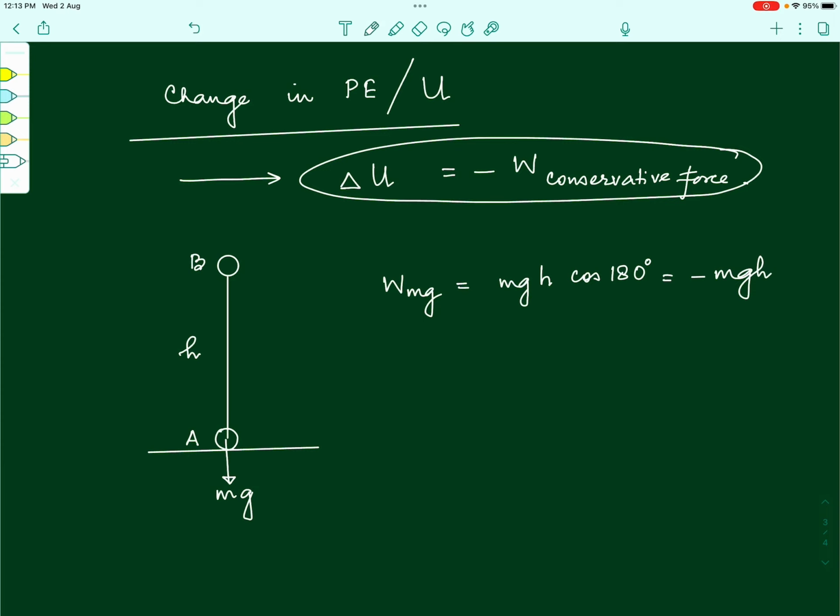Now, according to the definition, this minus mgh, which is the work done by gravity, we can use to find the change in potential energy of this ball from position A to position B. How do we write it? We write it as the change in the potential energy, which will be the final potential energy at position B minus the initial potential energy at position A, should be equal to the negative of the work done by gravity.